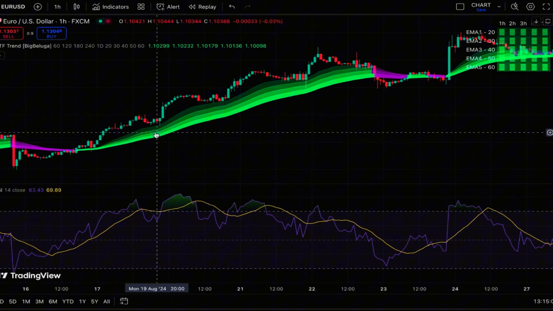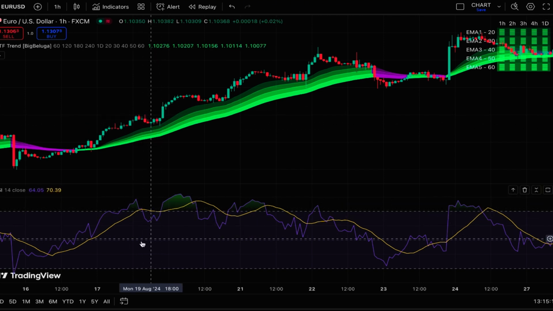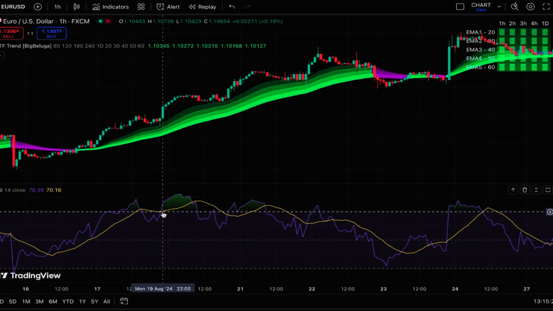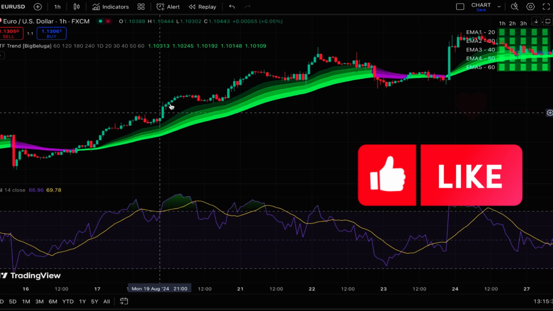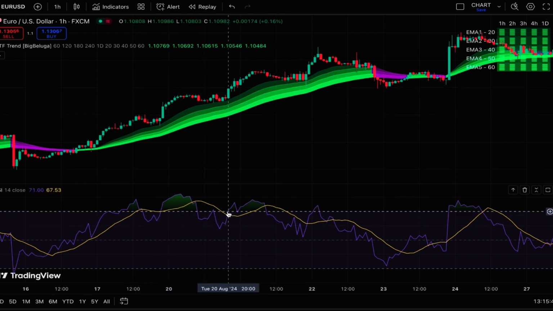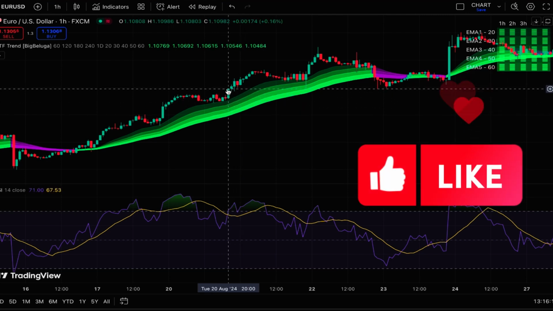So the ribbon should be green, the price should be above the ribbon, RSI and its moving average line should be above the center line, and when we have a crossing of the RSI line above its moving average line, it's a confirmed buy signal and we can enter a long position. Another buy signal we have here, where the ribbon is green and the price is above the ribbon, so we could enter another long position at this point.